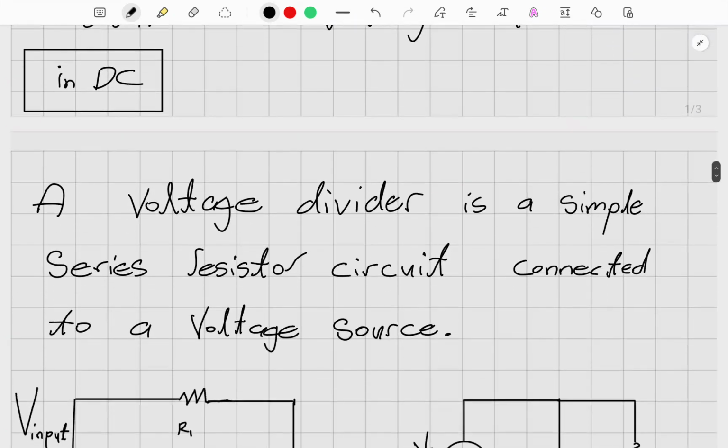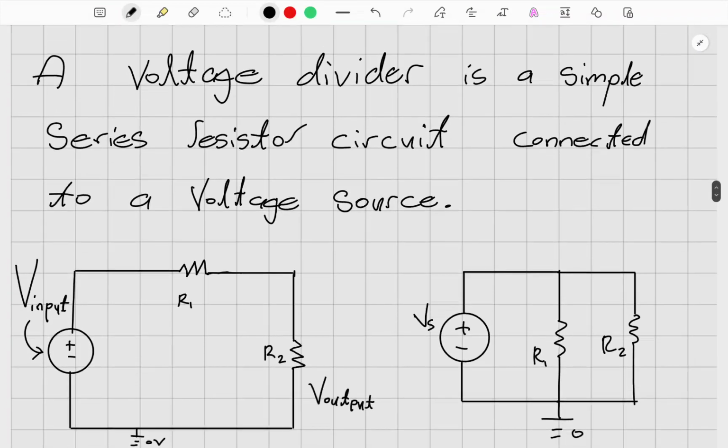So knowing that now, which circuit is the voltage divider? Is it the circuit on the left or the right? Pause the video and try to guess yourself and then play it. So, if you guessed the circuit on the left, then you're right. And if you guessed the circuit on the right, you're wrong.